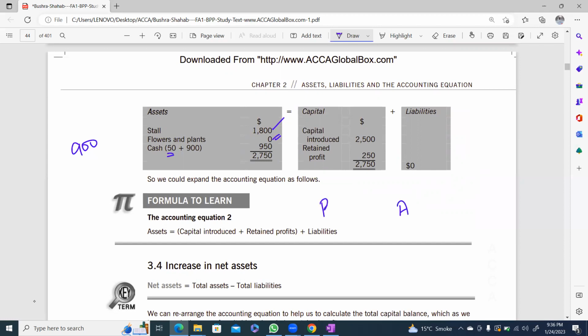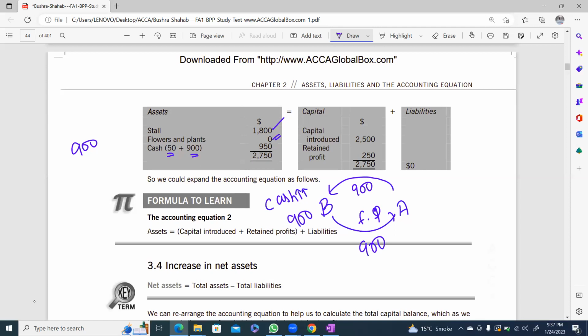A. This is the business. So the business has given flowers and plants to Mr. A for 900, and now the business does not have any flowers. Mr. A paid 900 in return. So in the business, the cash balance will increase by 900, right? Yes. So 900 is being added to the cash amount.